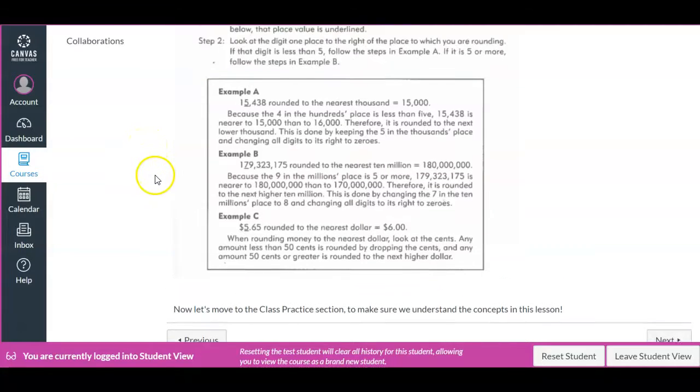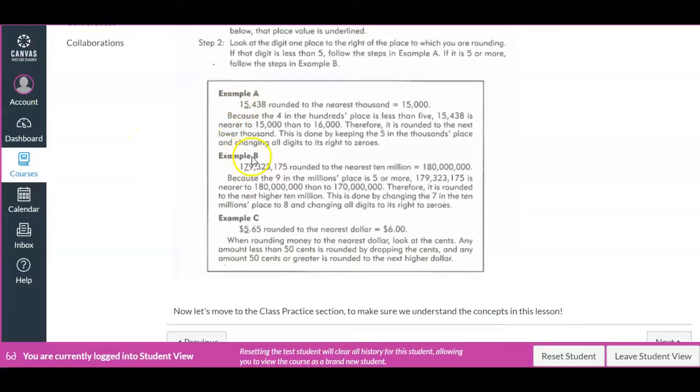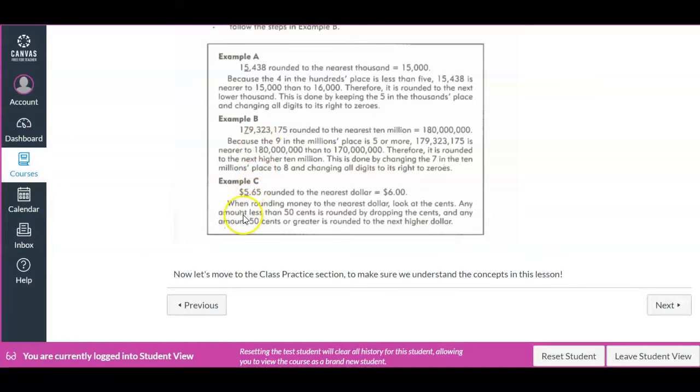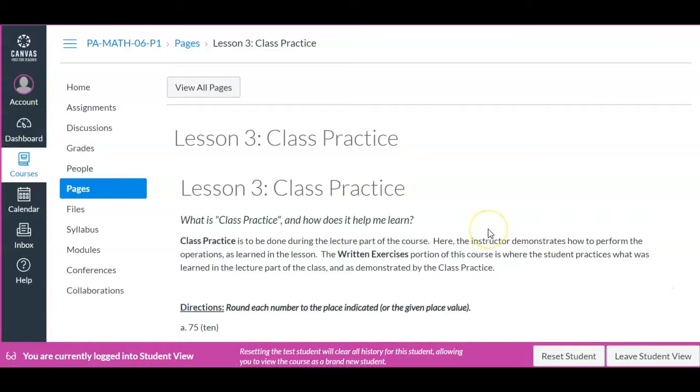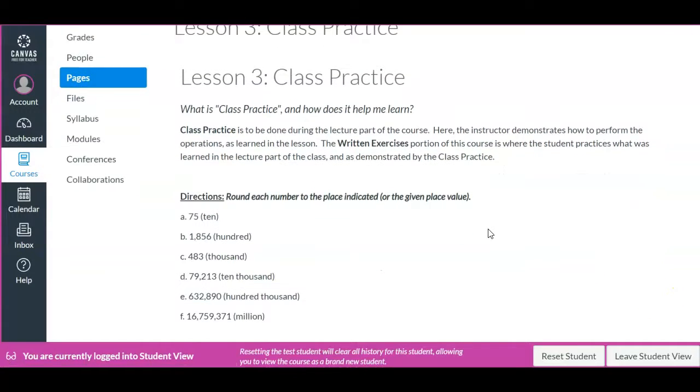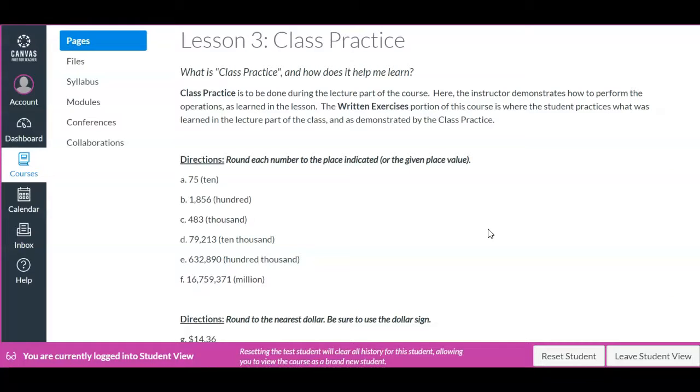We're back with the lesson. So we've just completed these 3 examples. And sometimes when you're reading the steps and reading the examples that they give you, it's a little hard to visualize or to process and understand that. That's why I switched over to actually work those examples out. But since we've done that, let's move to the class practice session to make sure we understand the concepts in this lesson. So we'll click Next, and we will go ahead with our Lesson 3 class practice.